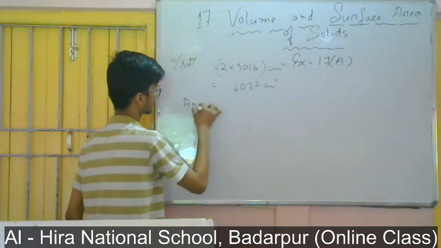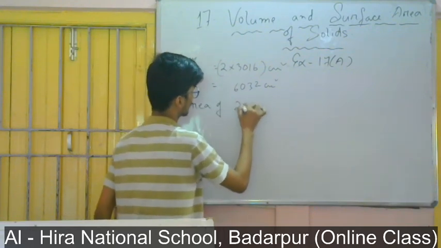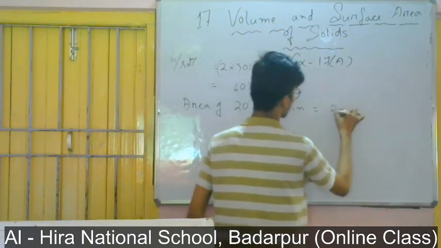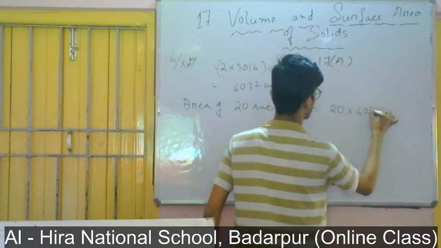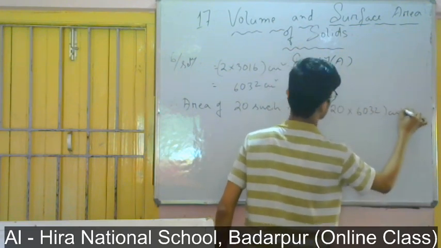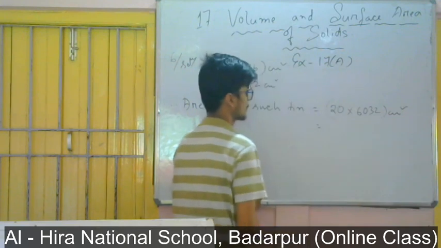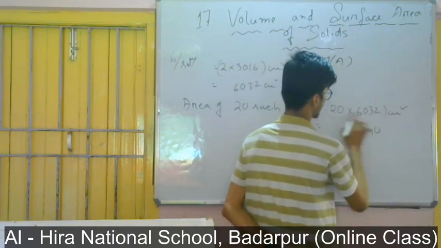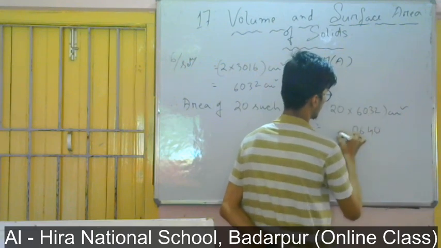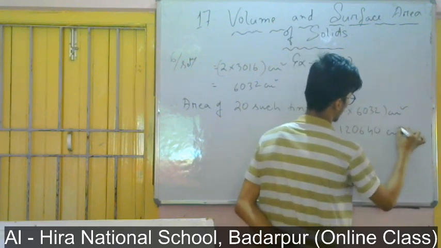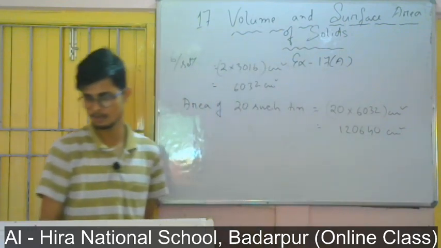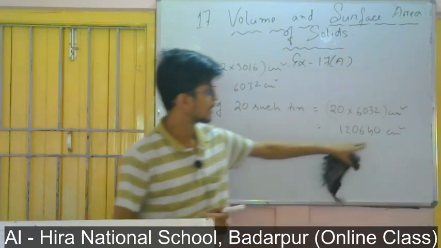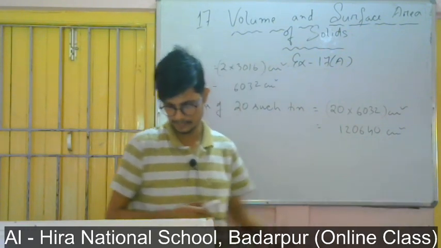Therefore, area of 20 such tins equals 20 into 6032 centimeter square. If you multiply it by 20, 2 2s are 4, 2 3s are 6, 2 into 0 is 0, 2 6s are 12. So 120640 centimeter square.